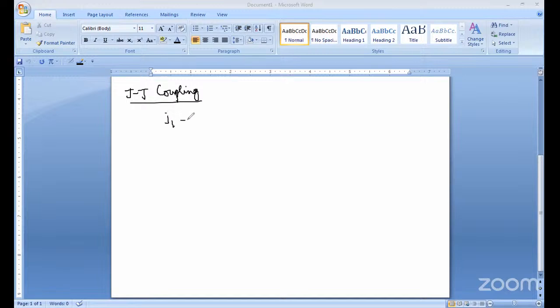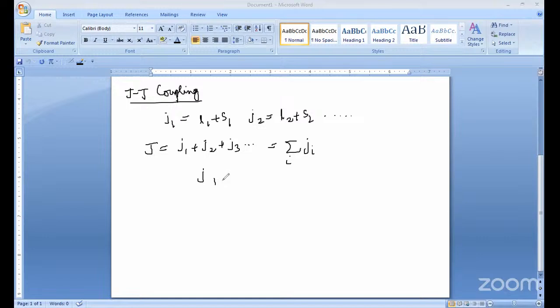It's J1, which is due to L1 plus S1. Similarly, J2 is L2 plus S2, and so on. And this capital J is nothing but the combination of all these J's: J1 plus J2 plus J3, and so on. You can write this as the summation over i of Ji. So the states are denoted by the values of J1, J2, that is the J notation, which is given by (J1, J2) J.